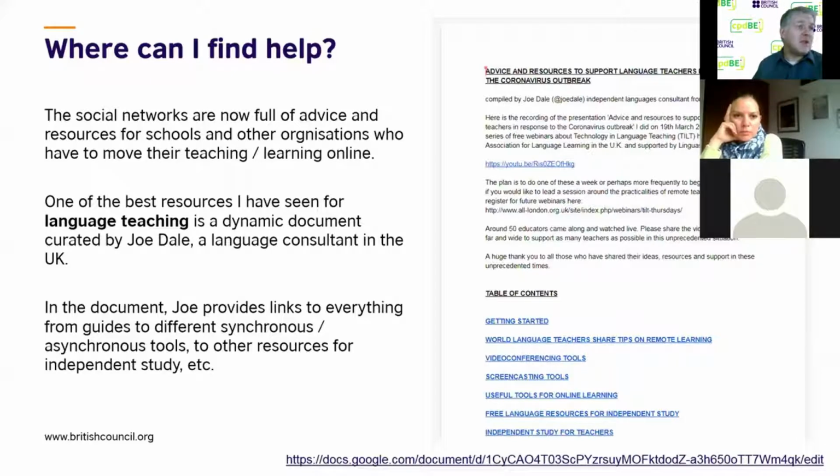That is a document that looks at all sorts of different things, including live online or remote teaching, and also supporting learning through the use of video and other tools. So that's the second thing that I would say take a look at if you're a language teacher.